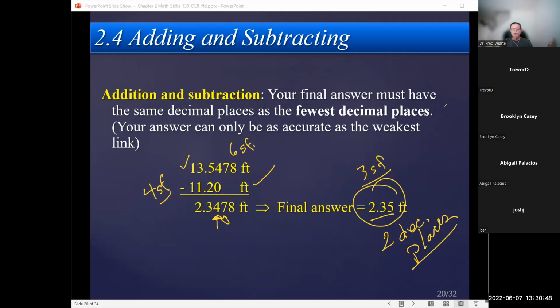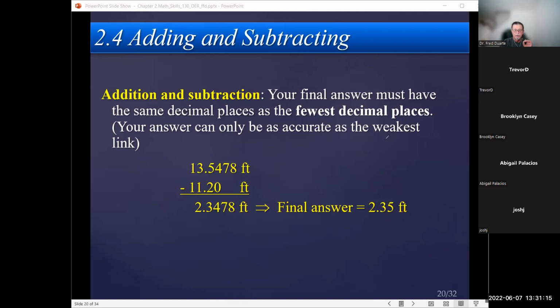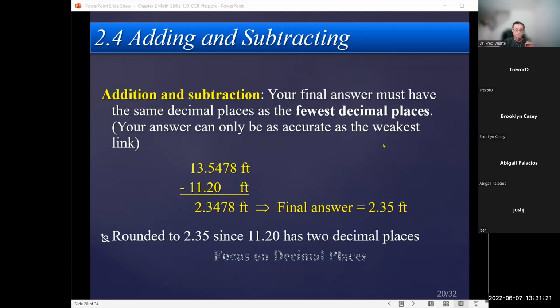So don't mix and match the two. When it comes to sig figs versus decimal places, it depends on the mathematical function. In both scenarios, you are presenting your data based on the least accurate number that you have in your data, okay? Okay, let's continue. Any questions about this? Okay, so focus on decimal places when you're adding and subtracting.